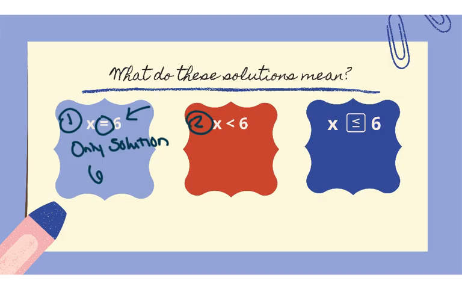This second one here has a less than symbol, which means we are looking at an inequality. And this tells us our solution to the inequality is all numbers that are less than 6. So we don't just have one solution. Any number that's less than 6 would make that inequality true.